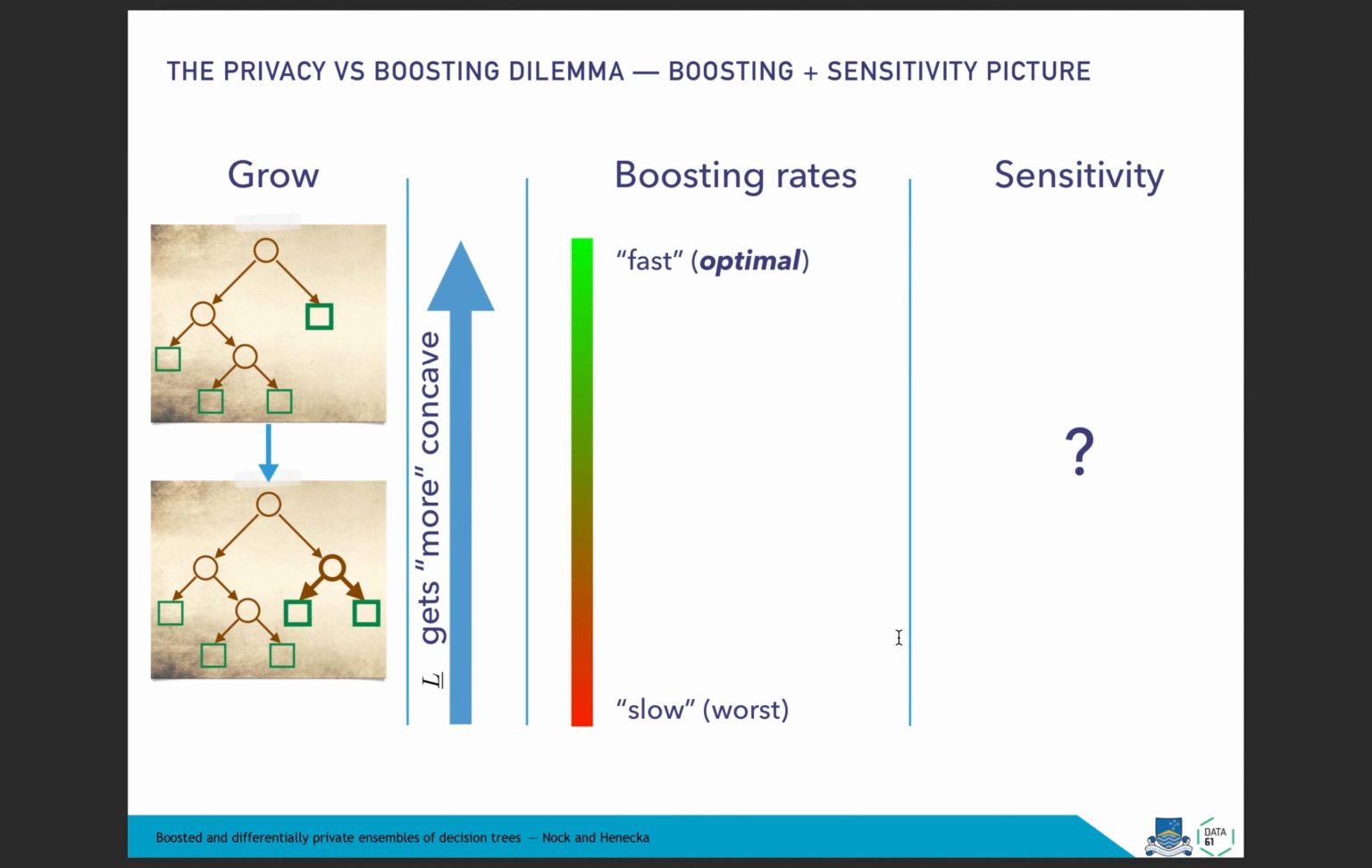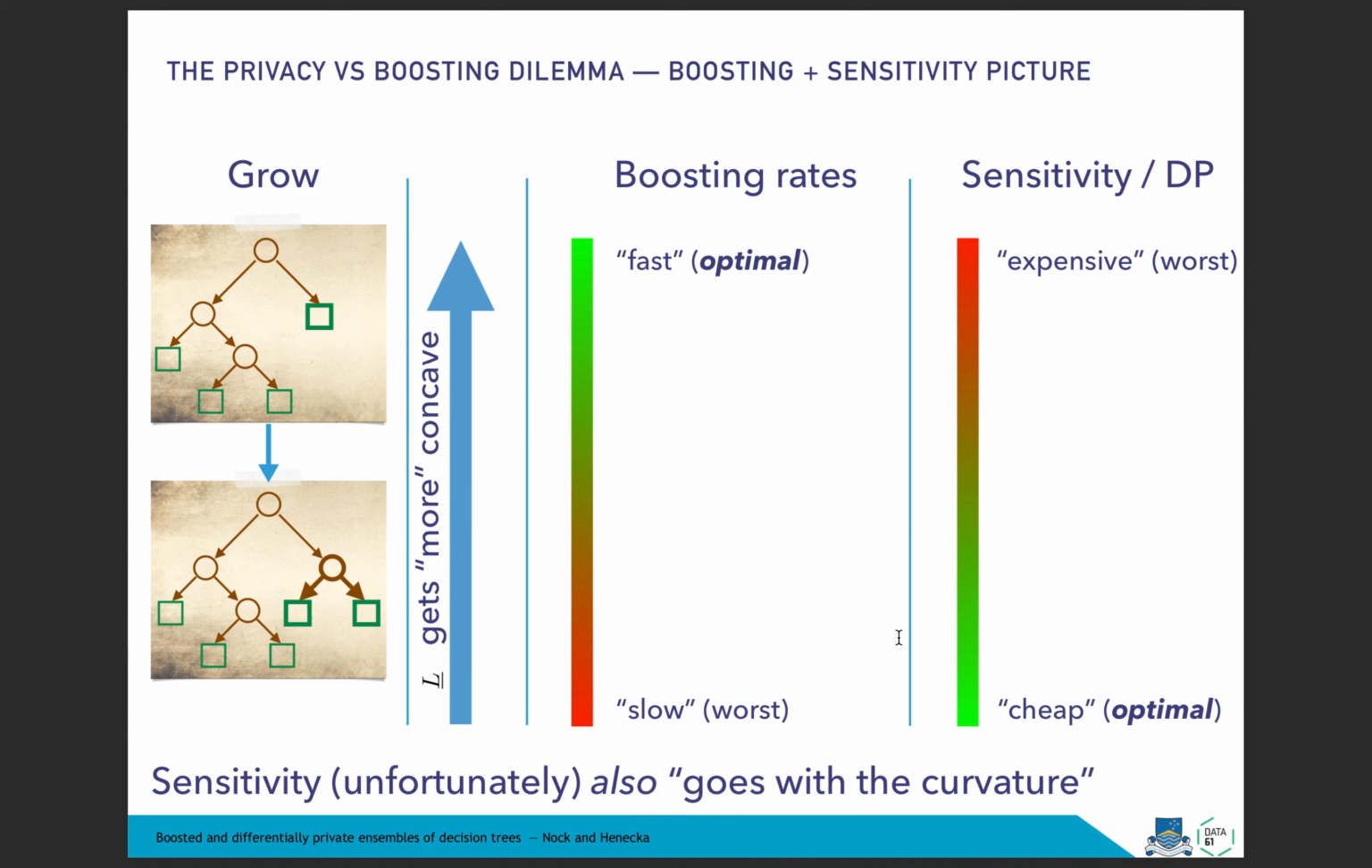Our first problem was to make this picture more general and end up with a general picture of sensitivity against the same abstract axis of the concavity of the bias risk. And what we got is the following picture, which unfortunately says that sensitivity goes with the curvature as well. So it means that the more concave the bias risk gets, the faster boosting is, but the more expensive it's going to be from the privacy standpoint, the more noise we are going to put at fixed budget.